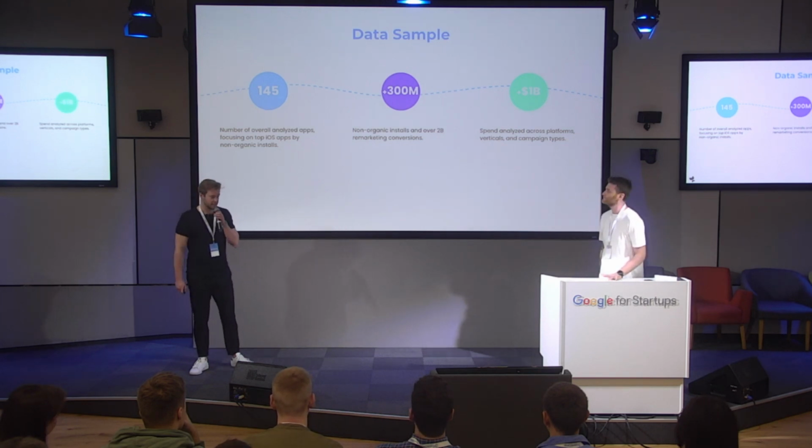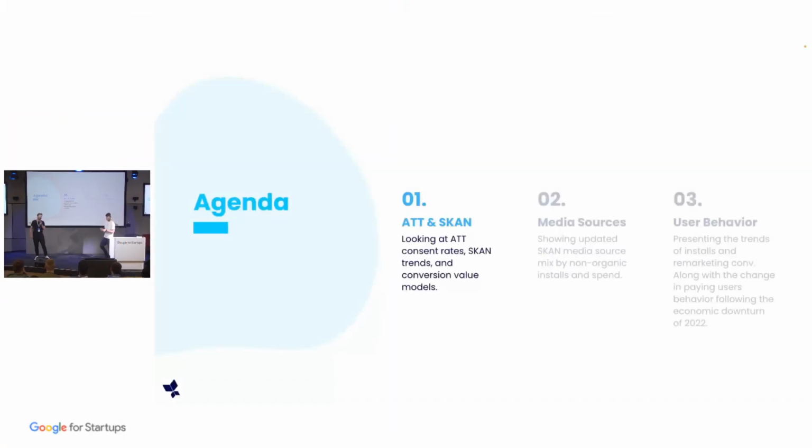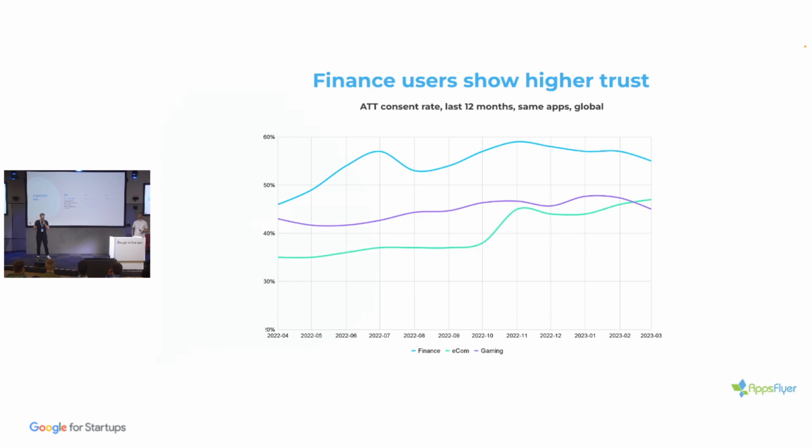Yeah. Exactly. So starting with the agenda, we're going to look at the ATT and SKAN benchmarks when it comes to the consent rates, when it comes to the actual trends, as well as the conversion value mapping models, which is quite relevant because there are certain differences across the verticals. Then we're going to go into media sources and then the user behavior that changed not only due to iOS and SKAN, but also because of the events that I think everyone, not only in the app industry, but worldwide experienced, be it the slowdown of the recession or the war in Ukraine, many events that actually also affected our industry. So without further ado, let's start with actual ATT consent rate.